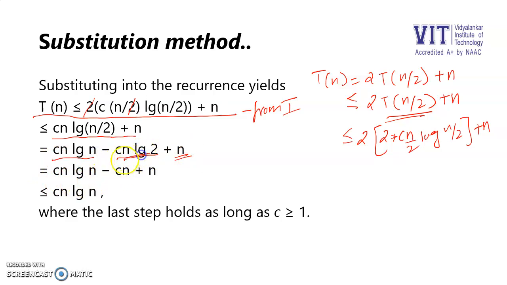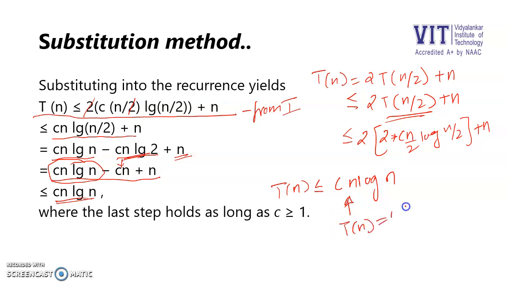So if it is n log 2, we can write n because it is greater. If you consider this whole term, the most important contributor to the order of growth will be cn log n. So can we say T(n) is less than or equal to cn log n. Now, this is the definition for big O. So can we say T(n) is big O of n log n, and this is what we proved.